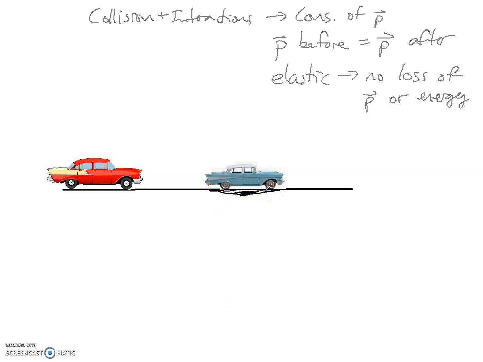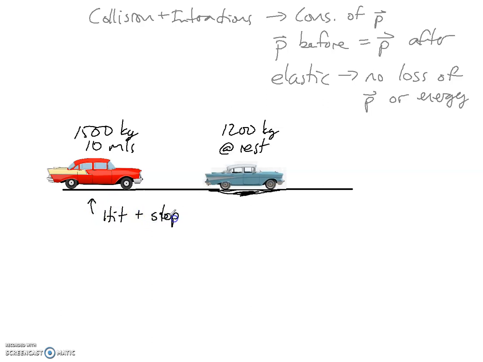Okay, so let's get some values going here. Let's say we have a 1,500 kilogram car, traveling at, let's just go 10 meters per second. And here we have a 1,200 kilogram car, and let's say it's at rest. The red car is going to hit the blue car, and to keep this nice and simple, we're going to say that the red car stops after it hits, and then the blue car is going to move forward. We're going to use conservation of momentum to find out how fast the blue car is going afterwards.